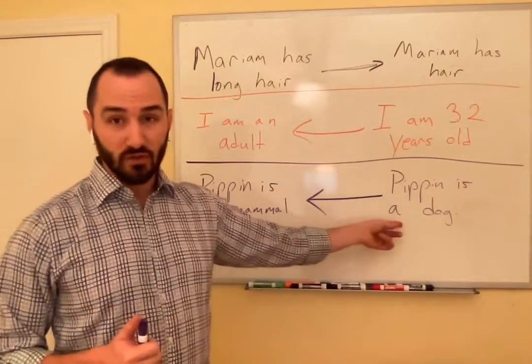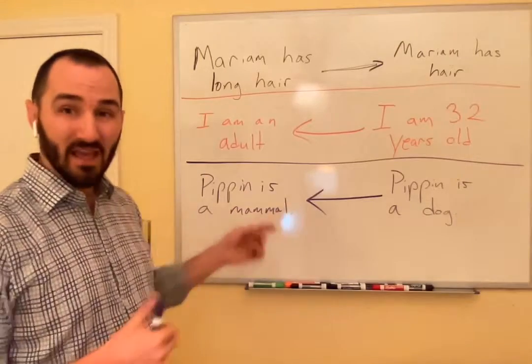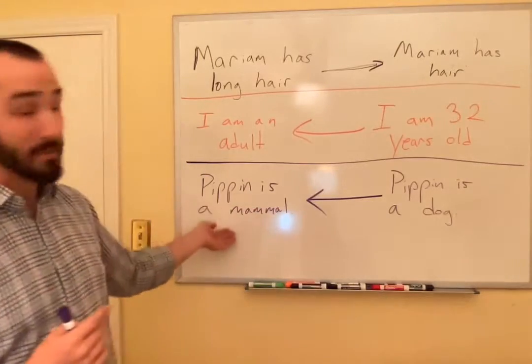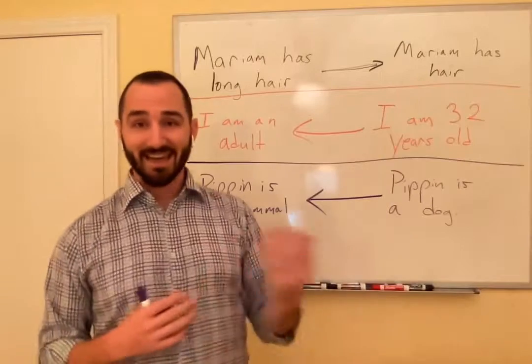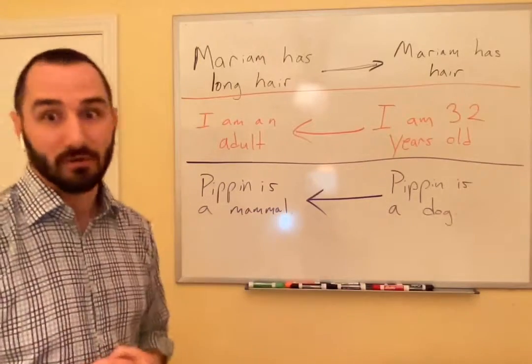This can't be true unless this is true. But it doesn't work the other way. Something can be a mammal and fail to be a dog. It could be a cat or a monkey or something.